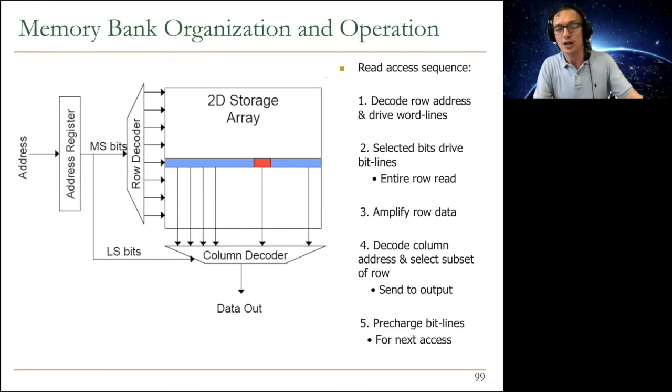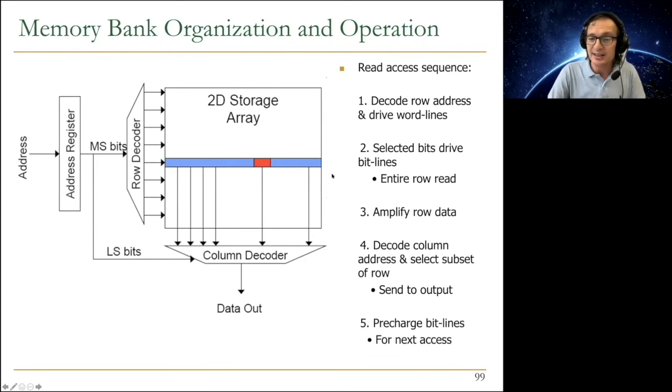And then, of course, now you've done 1 access to this array. If you want to start another access to the array, you need to pre-charge the bit lines so that you can prepare them for the next access. So there's one question. Data out is usually 1 byte.